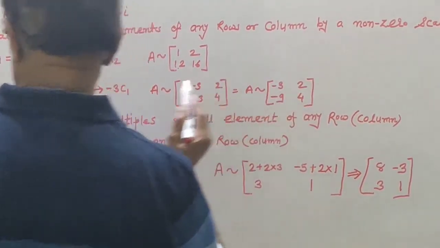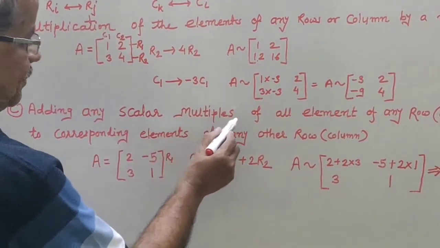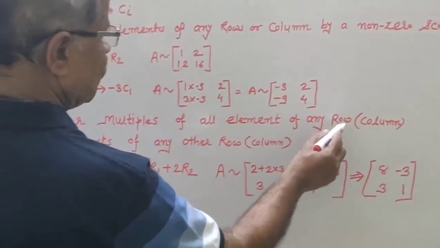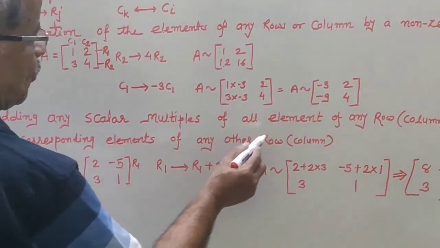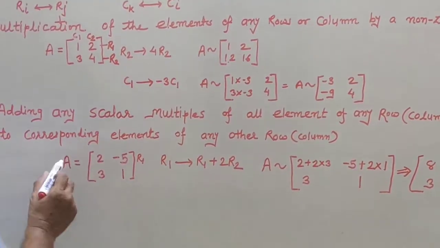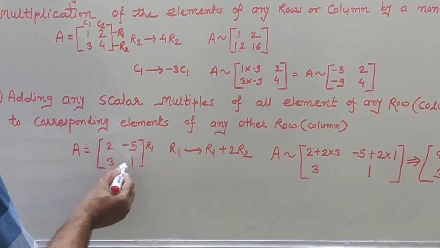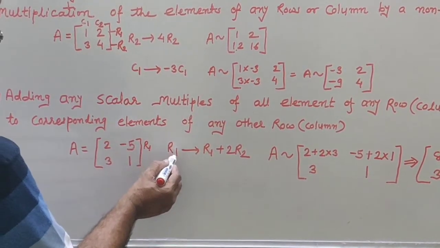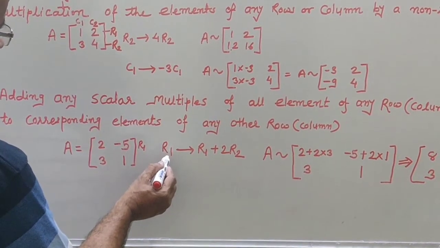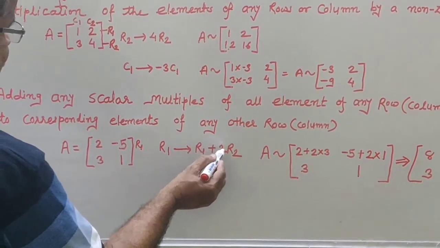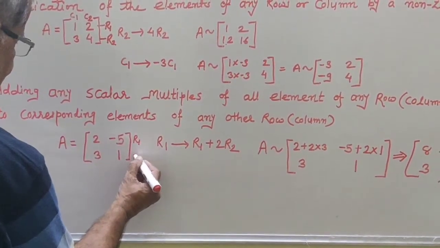You understand? The third important property is adding a scalar multiple of all the elements of any row or column to the corresponding elements of any other row or column. If A is given as matrix [2 -5; 3 1]. The operation given here is on the row R1: R1 changes to R1 plus 2R2. Means this is your R1, this is your R2.